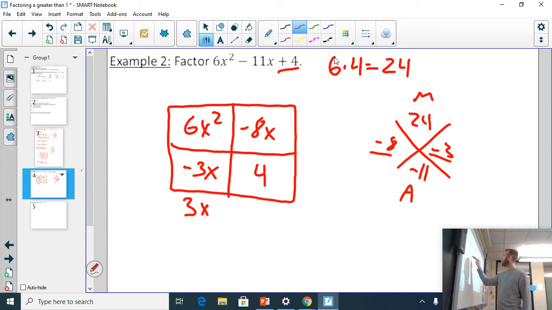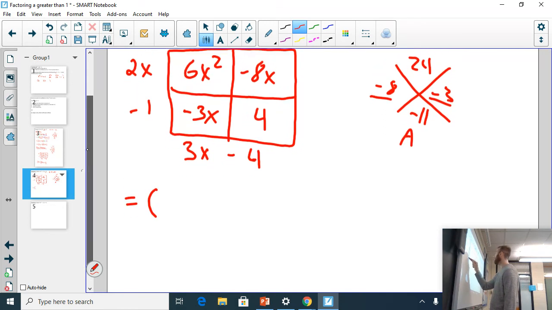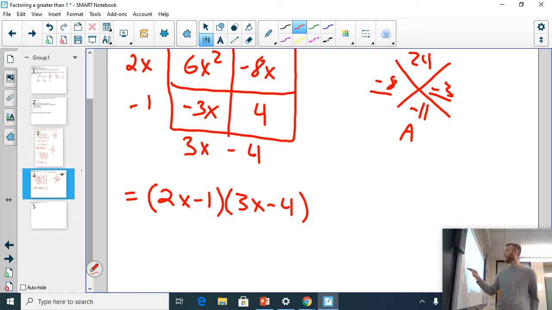Well, if 3x is there, I know 2x has to be here. 3x times 2x is 6x squared. And then to get negative 3x, I know that's going to have to be a negative 1. And then to get a negative 8x, 2x times what gets us negative 8x, that's going to be negative 4. And that works out, right? Because negative 1 times negative 4 is positive 4. And so then rewriting our expression, we're going to have that be equal to 2x minus 1 and 3x minus 4. And that's our answer for that one.